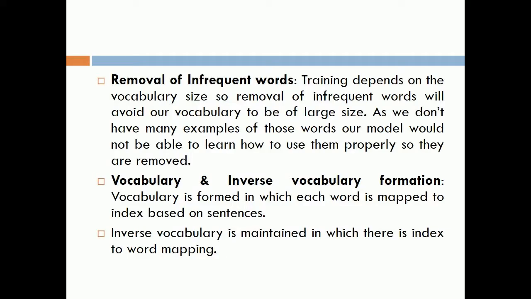Removal of infrequent words. Training depends on the vocabulary size, so removal of infrequent words will avoid our vocabulary being of large size. As we don't have many examples of those words, our model would not be able to learn how to use them properly, so they are removed. Vocabulary and inverse vocabulary formation. Vocabulary is formed in which each word is mapped to index based on sentences. Inverse vocabulary is maintained in which there is index to word mapping.